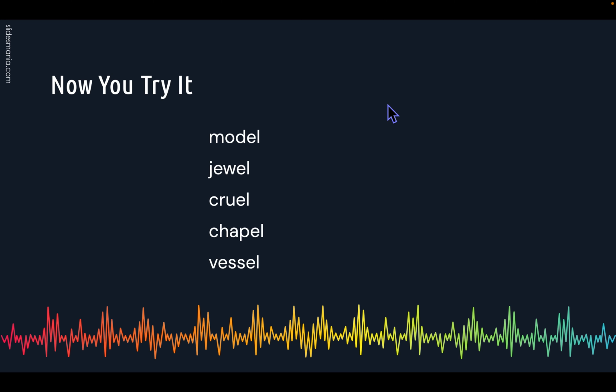Go ahead and try that rule on these 5 words. Okay, so for the first 2 and the last 2 words, our first syllable has a vowel in the middle, so we will use the short sound. This one, our syllable ends in a vowel, so we will try the long sound first. So we have model, jewel, cruel, chapel, and vessel. Now right here you have a double S, so you could also split it right here, but that would not change the pronunciation.